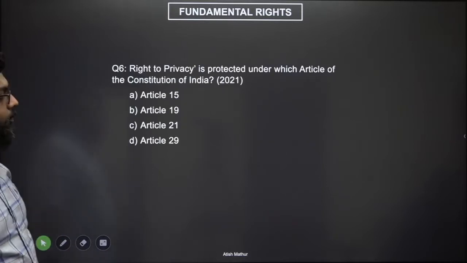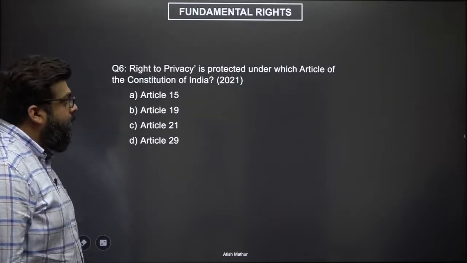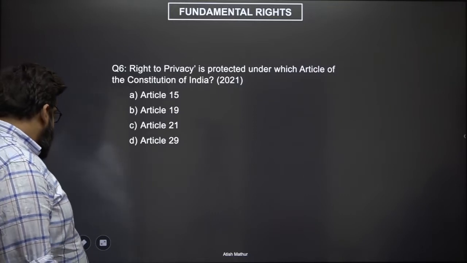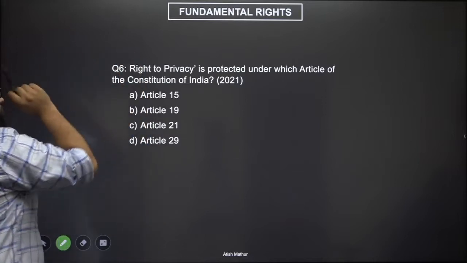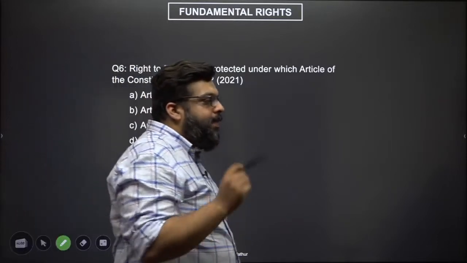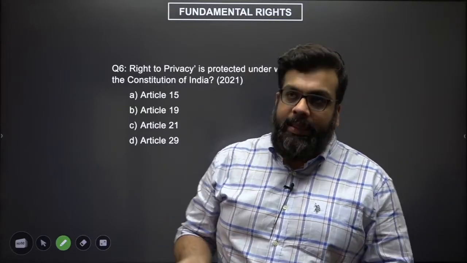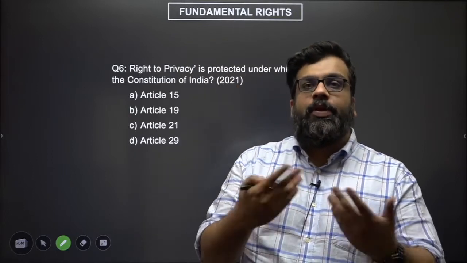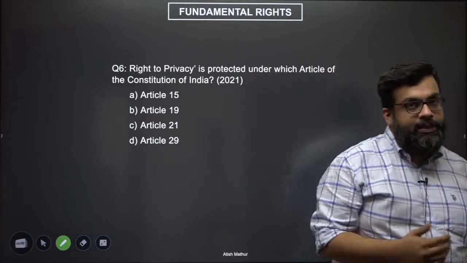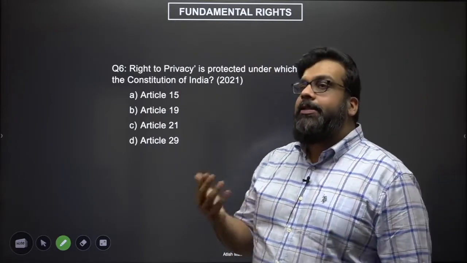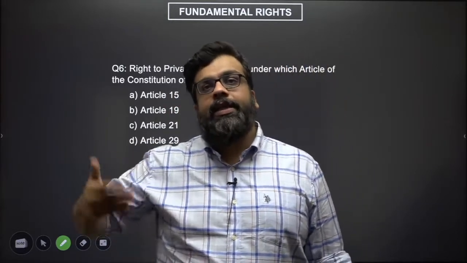Question number 6. Far too simple for us to bother. Right to privacy is protected under which article of the Constitution? 15, 19, 21 and 29. Now, be very careful about this. Unless a fundamental right has been directly derived from an article, for example, right to information is derived from the right to freedom of speech. It has been declared as a fundamental right under the freedom of speech and expression. That if people have the right to express themselves, then they also have the right to have the right information so that they can express themselves better.